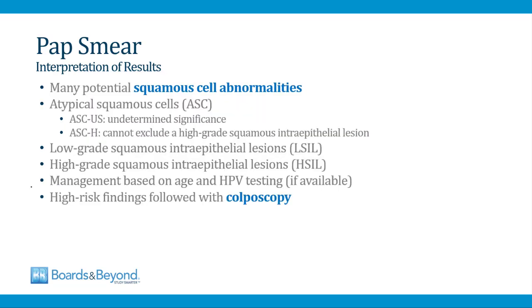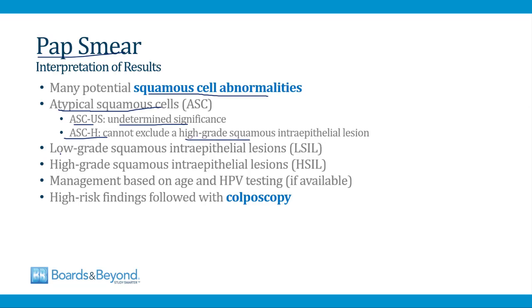Besides atypical glandular cells and endometrial cells, there are lots of squamous cell abnormalities that you can detect with a Pap smear. Remember, the goal of the Pap smear is to detect squamous cell carcinoma, the most common form of cervical cancer. The most benign form of squamous cell abnormality is called an atypical squamous cell. There's a subtype called ASC-US, which means atypical squamous cells of undetermined significance. There's also a subtype ASC-H, which means cannot exclude high-grade squamous intraepithelial lesion.